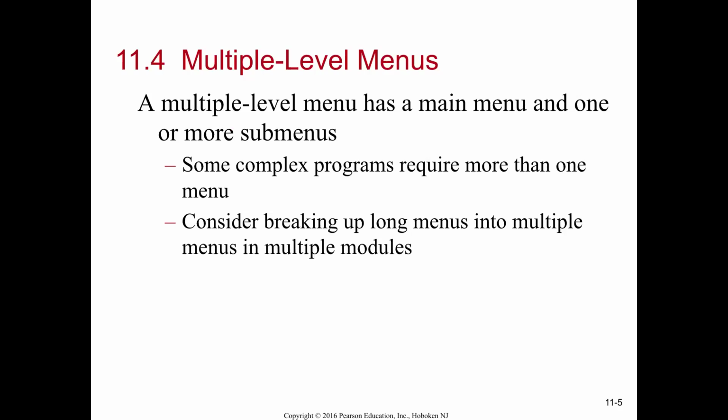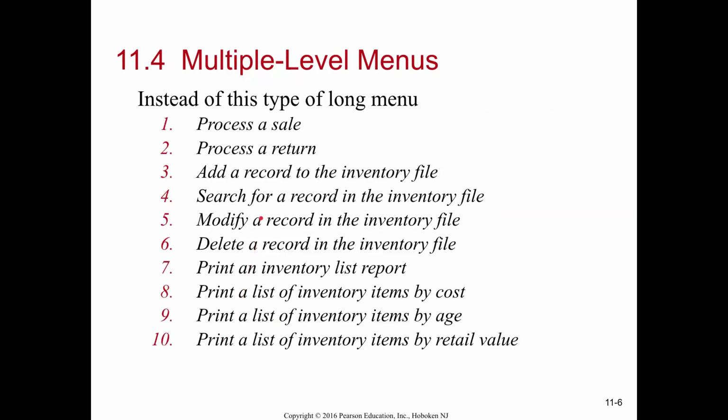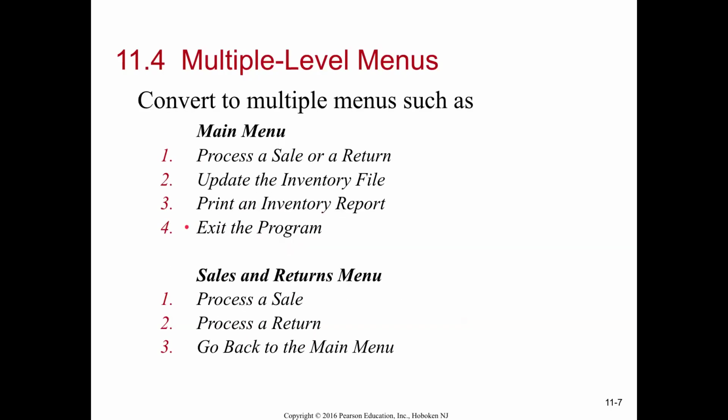Okay, so we can also have submenus. If you get a lot of options in your menu, it's going to be hard to read. Maybe you have options that aren't related to each other. You're going to want to split that up into multiple menus. Here's an example. This is processing a sale and return, adding inventory, searching, modifying, deleting, and then a bunch of reporting and printing. So this is really too much for one menu. There's a lot going on here, and it's lots of different concepts and logic. So it'd be better to break it up.